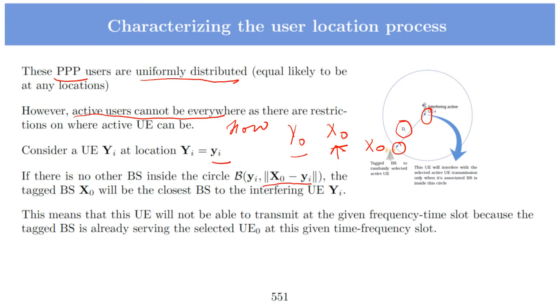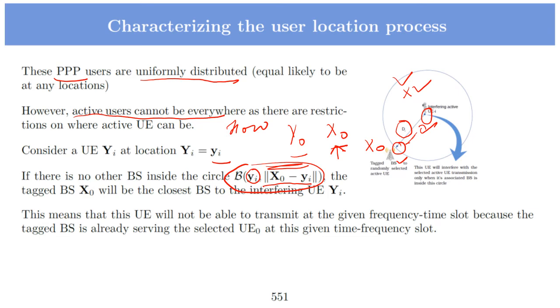If you create a ball at the center yi with this radius, which means this ball, then if there is any other base station in this ball, this base station will be closer to this user yi than this tagged base station. Then this can be an active user.